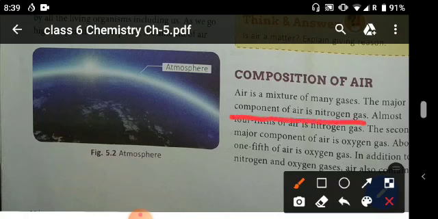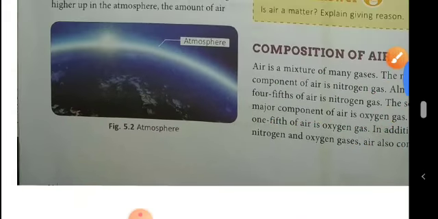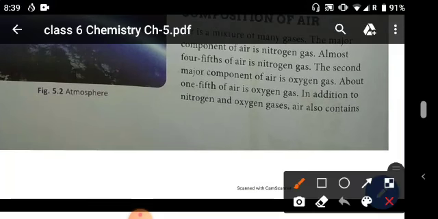Thereafter, the second major component is oxygen. So what is the percentage of nitrogen in the atmosphere? That is 78%. And the percentage of oxygen in the atmosphere is 21%. So the second major component of air, which is oxygen, is about 1/5 of air.